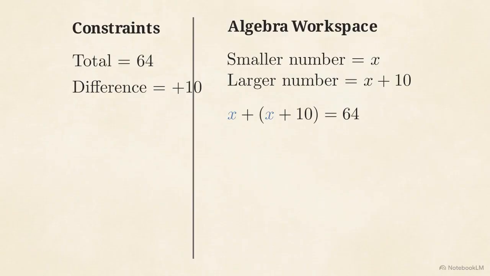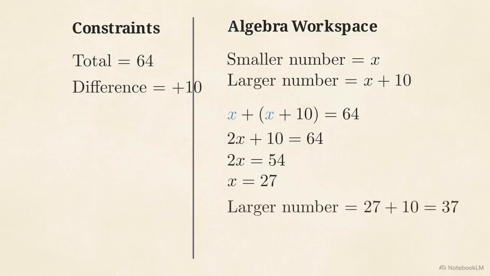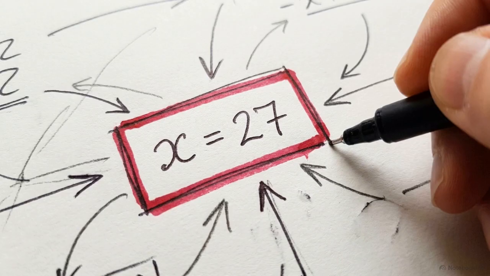Combining like terms gives us 2x plus 10 equals 64. Subtract 10, divide by 2, and we find x equals 27. Our smaller number is 27, and adding 10 reveals the larger number is 37. By carefully assigning a variable to a base value, we can unravel complex relational statements and discover precise unknowns.